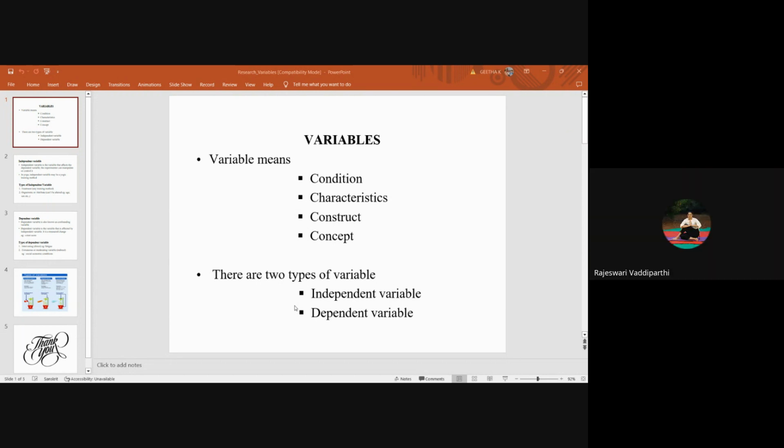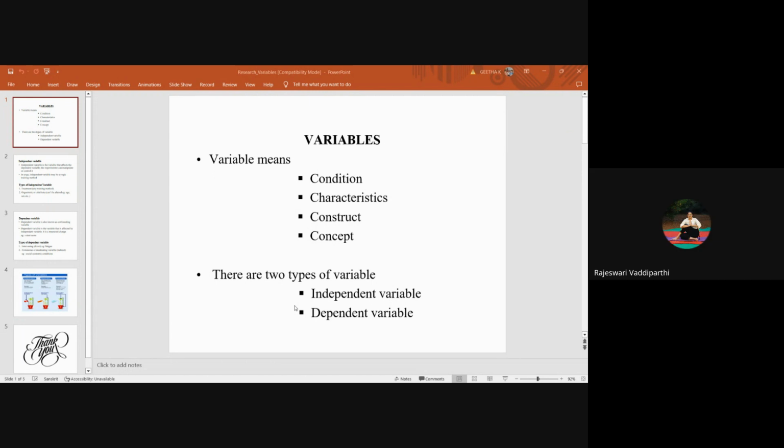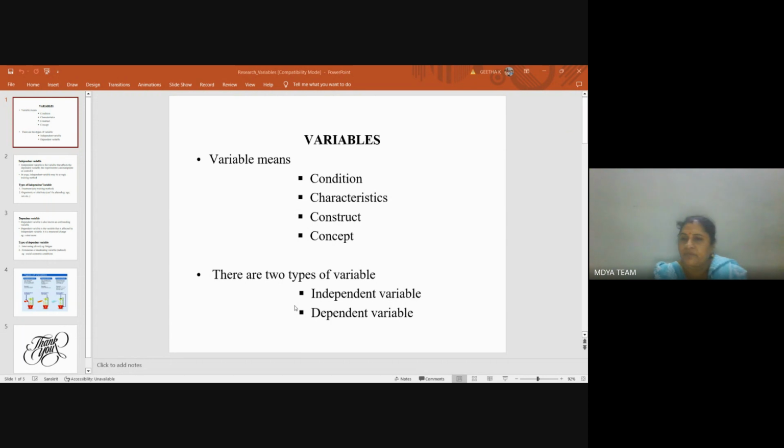Ma'am, you said fasting sugar cannot influence yoga. So which one is independent, which is dependent? I didn't get that. Yoga is independent. Fasting sugar is dependent, right? Fasting sugar cannot influence yoga, but yoga can influence fasting sugar. You understand? You agree with me or not?